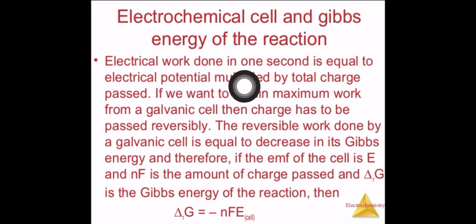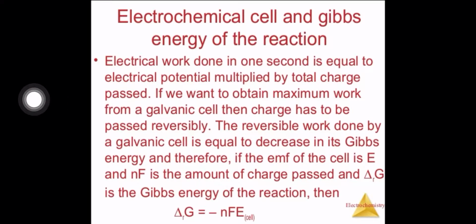Electrical work done in 1 second is equal to the electrical potential multiplied by the total charge passed. Okay, by looking at these terms at first shot you will be getting confused. But if we want to simplify this, we know that work done is equal to force into displacement, right? So similarly we have one more work done over here, that is electrical work done. Over there it was about displacement, over here it is the flow of electrons.